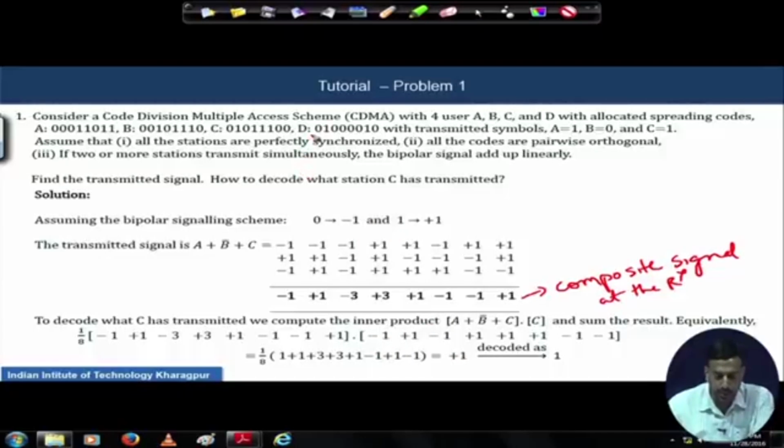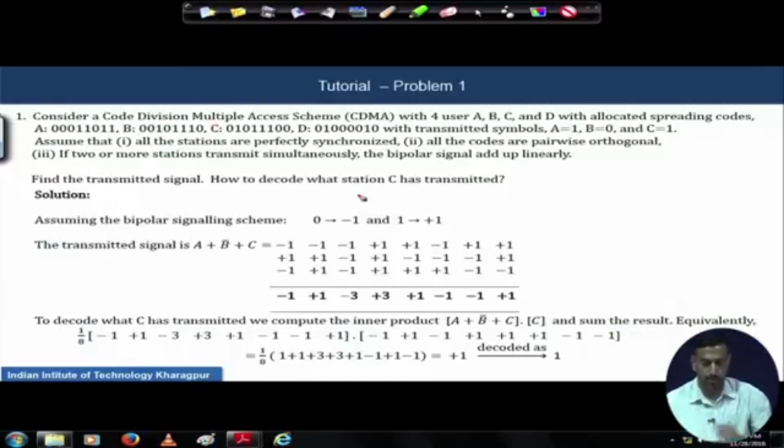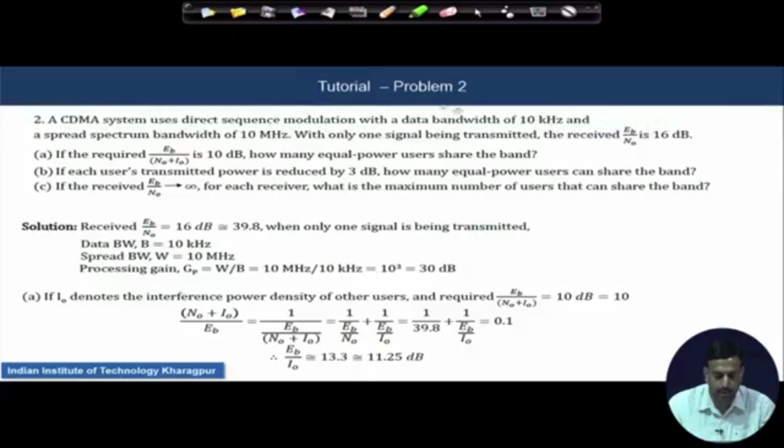User D, of course, in this problem has been used as a dummy. It basically has no role to play in the sense that we don't assume that it is transmitting. So this is kind of a silent station. So I hope you got a basic idea of what multi-user CDMA transmission is. Now let's proceed to the second problem.